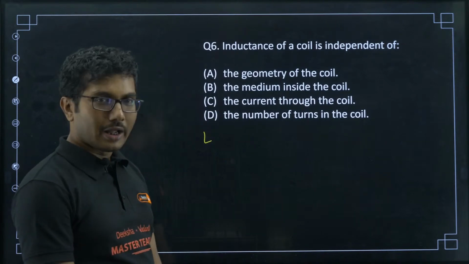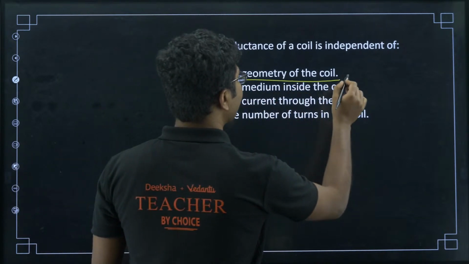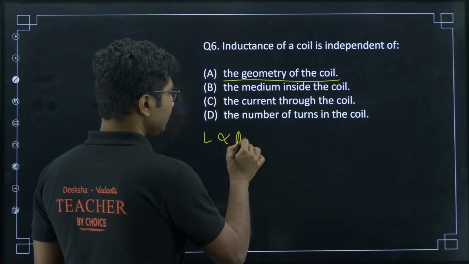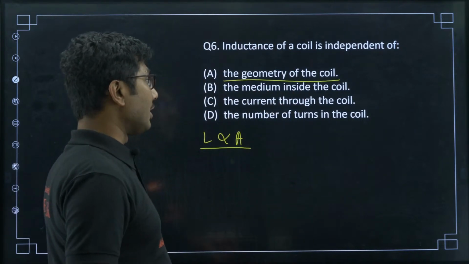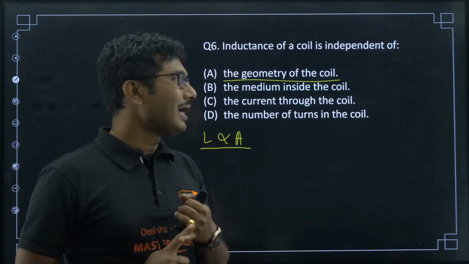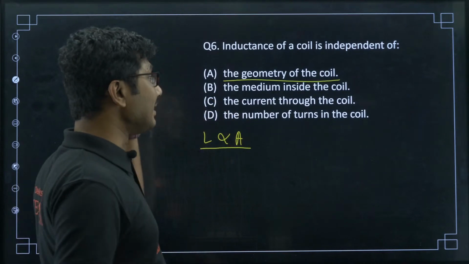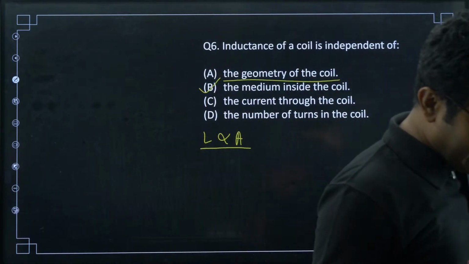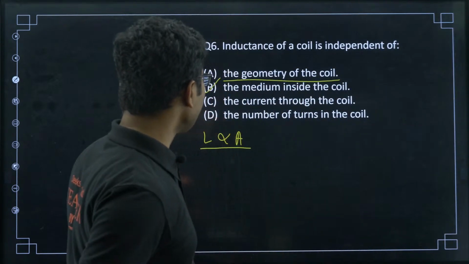So, inductance of a coil, if you see the formula, I do not remember the exact formula, geometry of the coil is there because area is involved. So, area involved means inductance is proportional to area. So, obviously it is dependent on the geometry of the coil. It does not depend on the medium inside the coil. So, inductance depends on the area, it depends on the current, it depends on the number of turns in the coil. It is independent of the medium inside the coil. So option B is the correct answer. Yes, Shagupta and Karthik, you answered it correctly. Correct answer is option B.